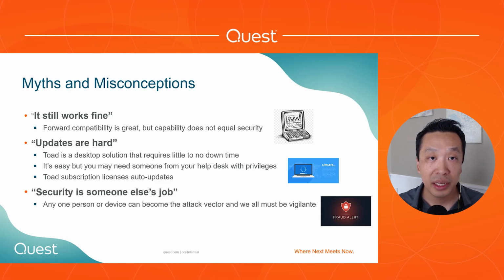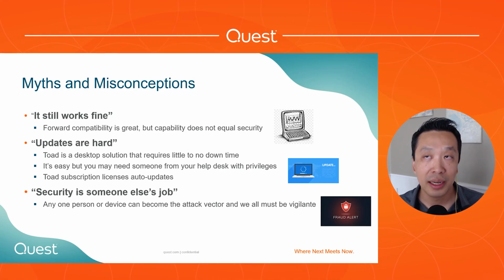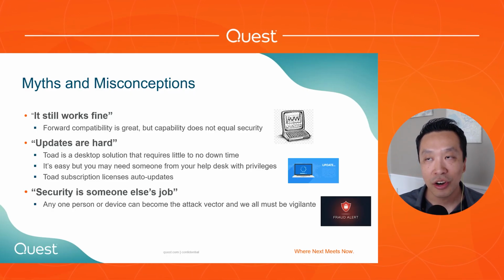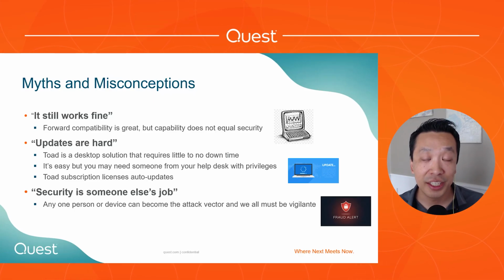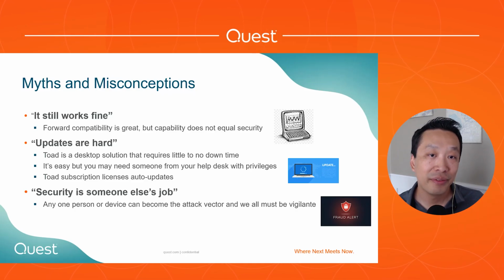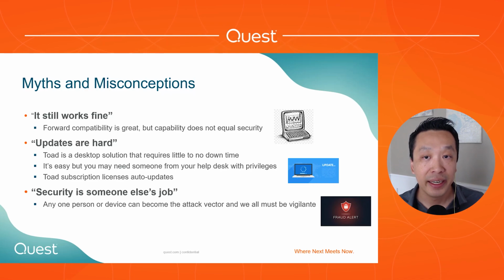So the first myth I want to dispel is, it's working fine, so why do I need to bother to update? Well, yeah, it works, and Toad is really good about working and being stable and being forward compatible. But just because something works doesn't really mean that it's secure, right? I mean, you can drive a car with bald tires, and yeah, it works. It's going to get you from point A to point B, but do you really want to drive in something that could potentially blow out at any moment and cause an accident? Not really, right? So yeah, it's working, but forward compatibility is great, but it doesn't mean you're protected.